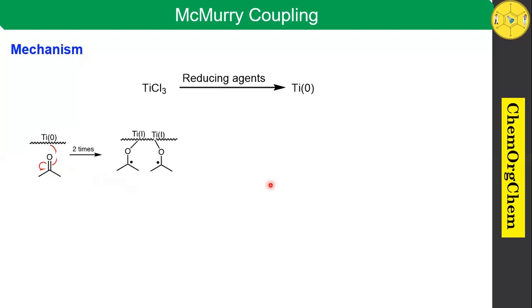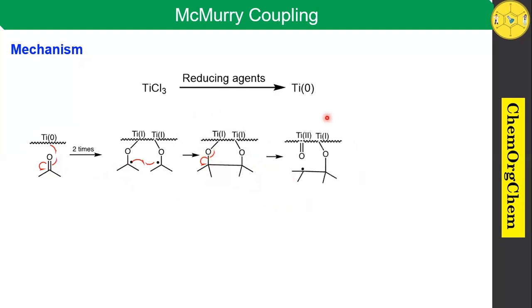So this ketyl radical readily couples with another to produce the corresponding intermediate. After that, it readily undergoes homolytic cleavage of this carbon-oxygen bond. So now you see, this produces the corresponding intermediate radical. Now this radical comes here, then similarly one more carbon-oxygen bond cleaves homolytically to produce the corresponding alkene along with this titanium oxide byproduct.